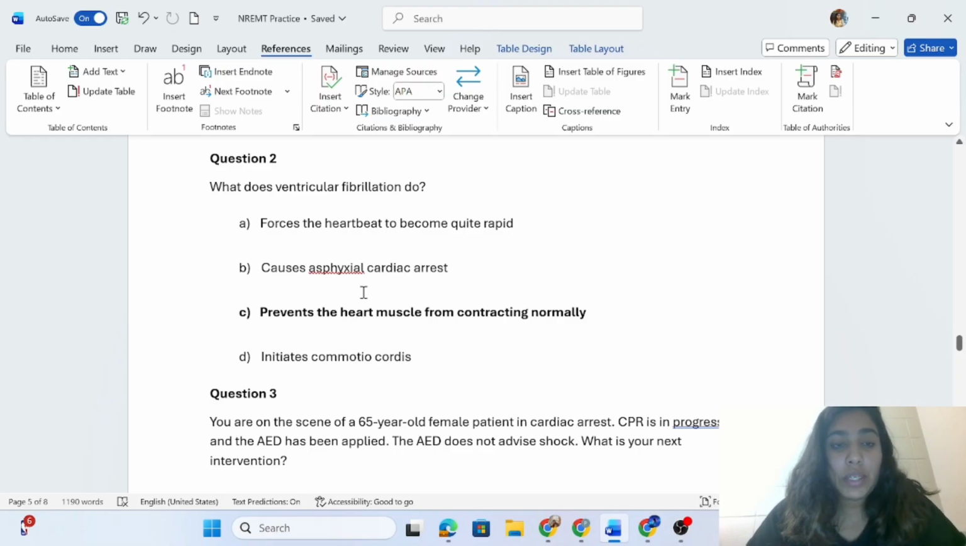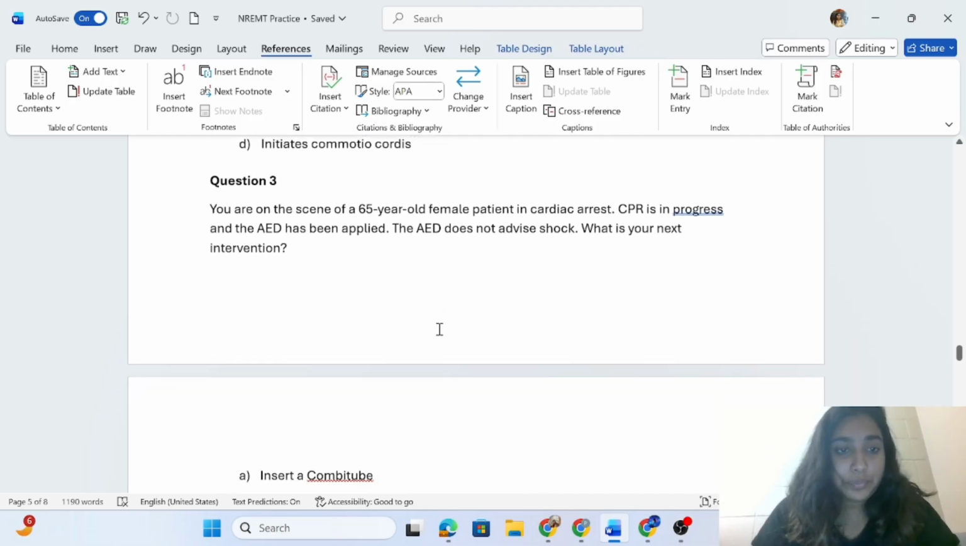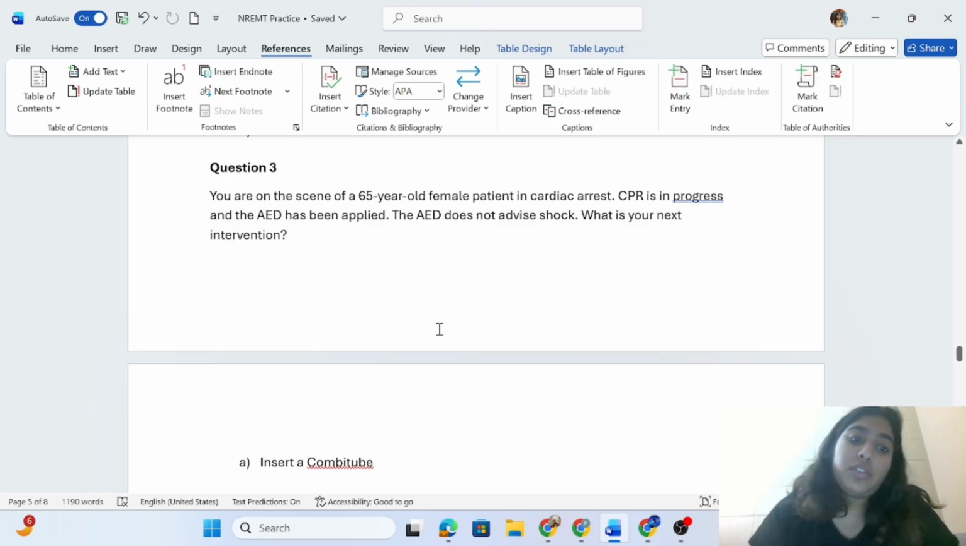So basically, in ventricular fibrillation, your ventricular muscles, where the blood in the body goes, are not pumping. The muscles are not contracting, and the blood is not going to your body. So ventricular fibrillation prevents the heart muscle from contracting normally. Okay, then we go to question 3.